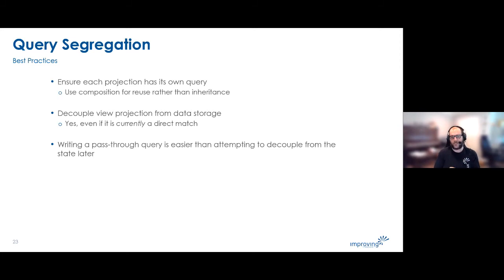And even if it's a direct match, put a function in there that returns identity. It sounds absurd, but doing it will save you so much time in the future, where you can go, oh yeah, here are all the functions I need to update. Everyone that reads from this area of state needs to update.